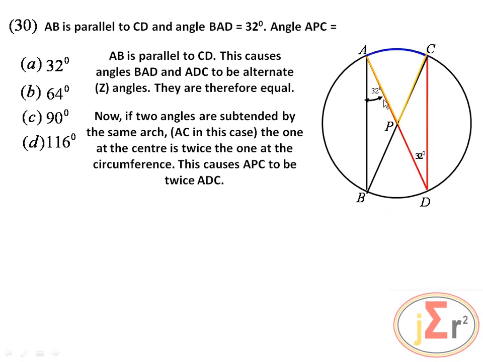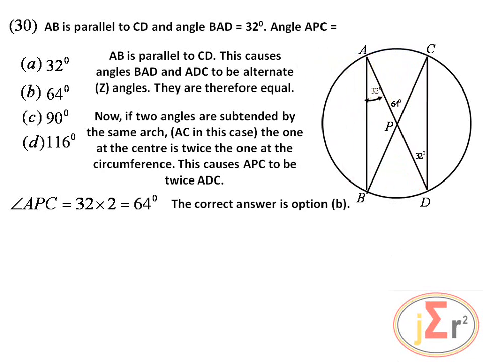The one at the center is APC. The one at the circumference is ADC. The one at the center is twice the one at the circumference. This is 32. This one is twice 32. So angle APC is equal to 2 times 32, which is equal to 64 degrees. The correct answer is option B.